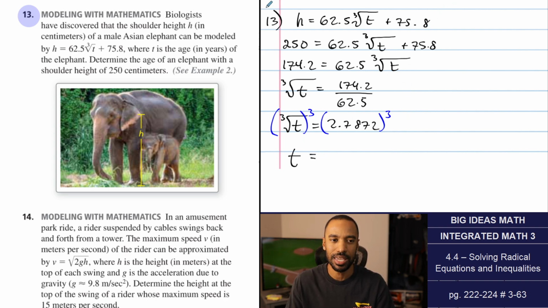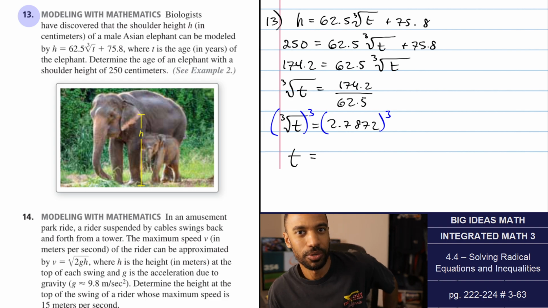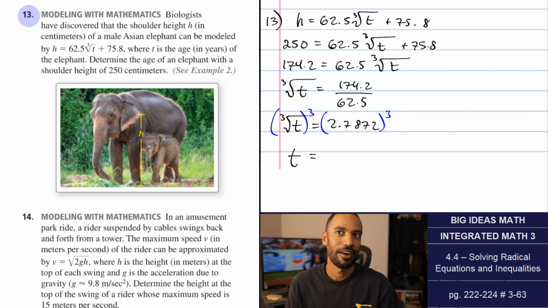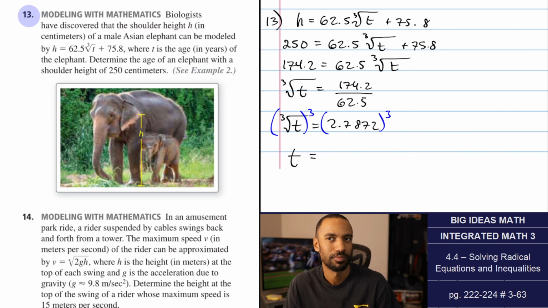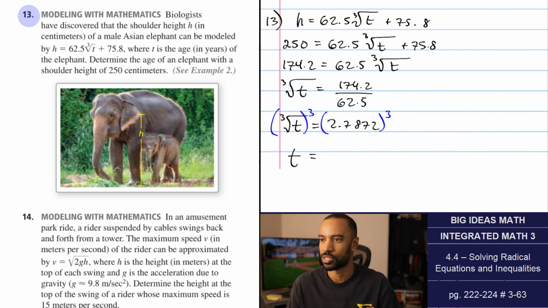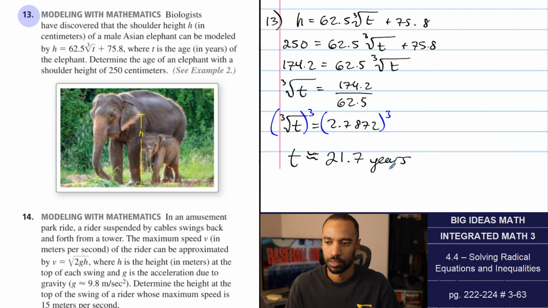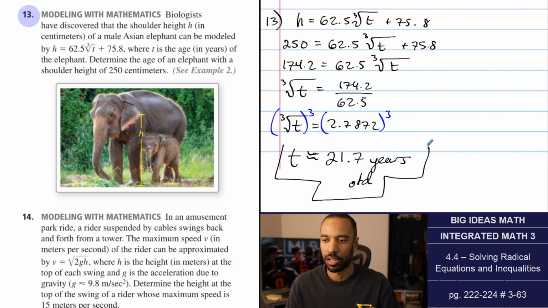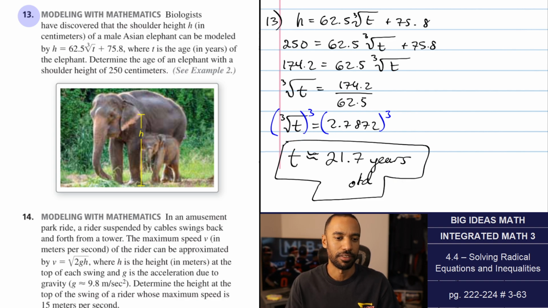So we're going to get t equals, it's going to be somewhere between 8 and 27, because 2 cubed is 8 and 3 cubed is 27. If I were to guess, I'd say probably around 18 or 20. I don't know. So let's cube this number, raised to the third power. 21.65. Let's round this. We'll say the elephant's around 21.7 years old. I do not know the lifespan of an elephant, much less an Asian elephant.